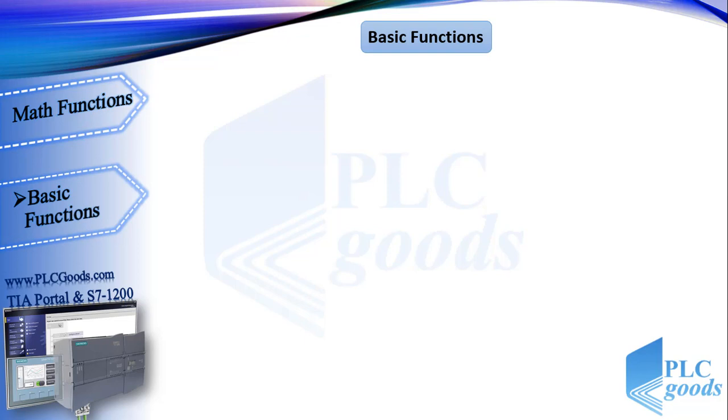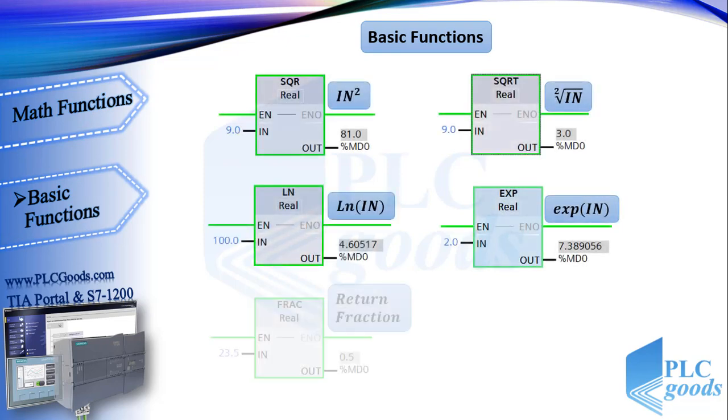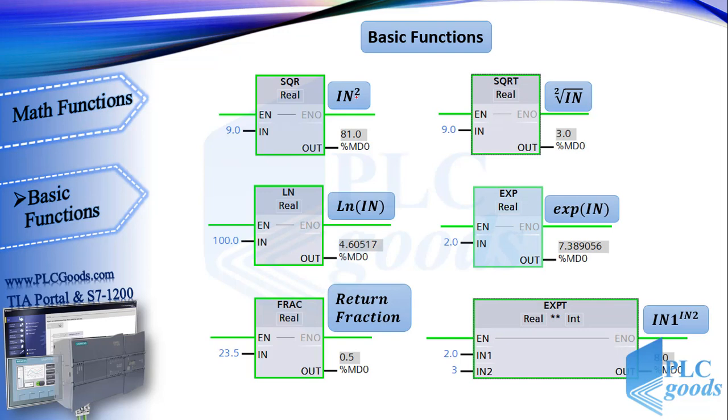Alright, here you see other math functions. The first instruction is used to square the value of a floating point number at its input, and write the result to its output. The next function is used to form the square root from the value at its input. This instruction has a positive result if the input value is greater than 0. If the input value is less than 0, the output returns an invalid floating point number. If the value at input is 0, the result is also 0.